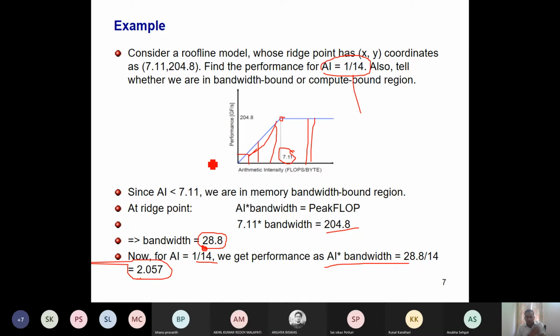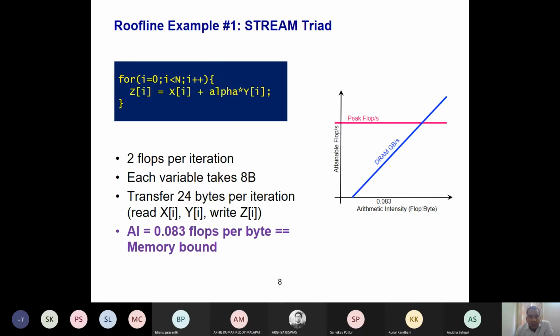Okay, so now let us see how to find the AI for a particular code. Suppose we have this C++ code. I think it is very simple C++, I hope you should be able to understand. So here we have this for loop, and here we are multiplying a certain constant with one array and adding it to another array.